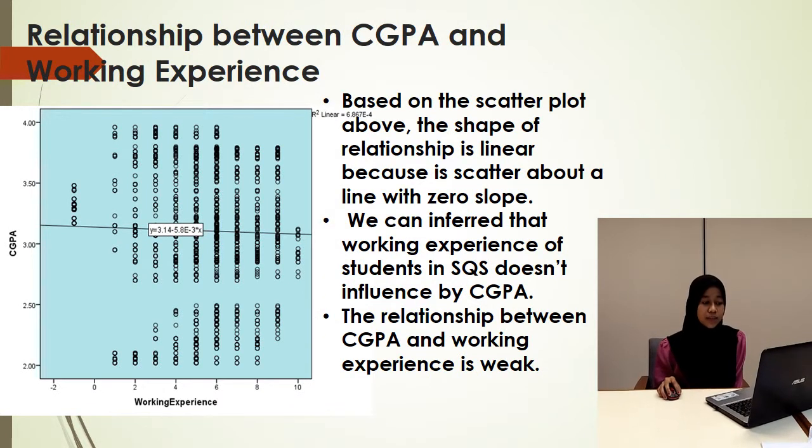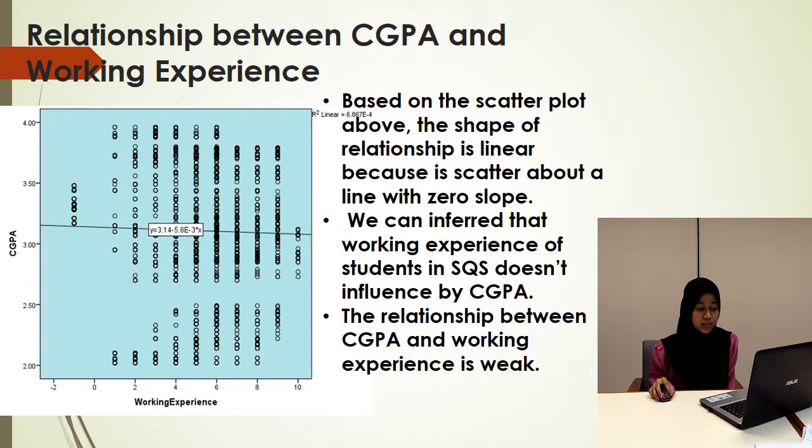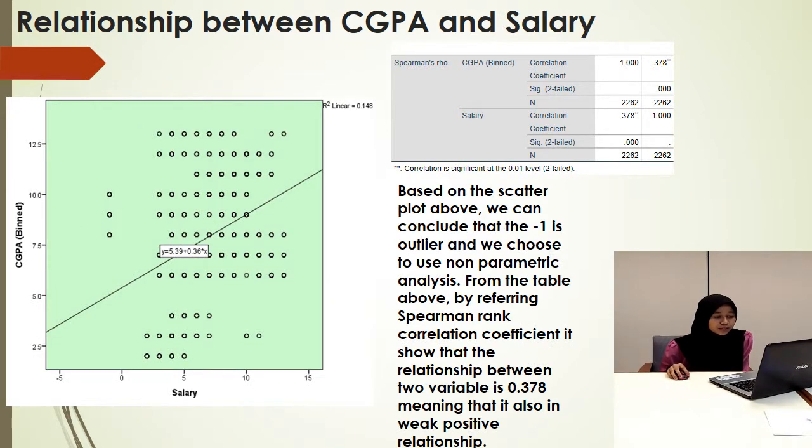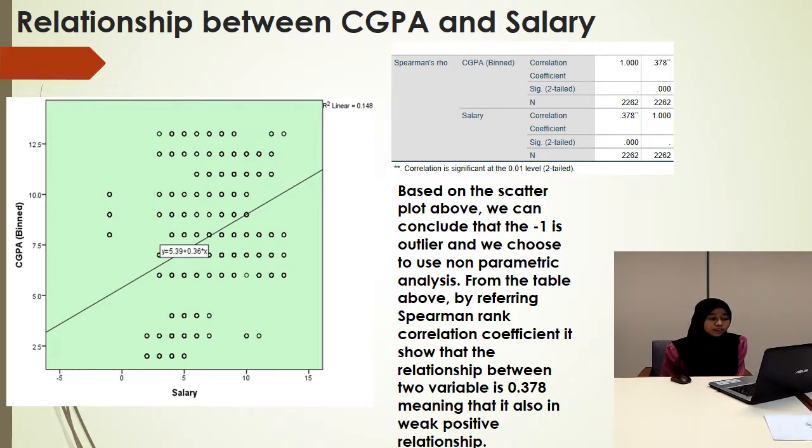CGPA and working experience. Based on the scatter plot above, the shape of the relationship is linear because it scatters about a line with zero slope. We can infer that the working experience of students in SQS doesn't influence CGPA. The relationship between CGPA and working experience is weak. From the plot above, we can conclude that the negative one is an outlier and we can choose to use non-parametric analysis. From the table above, by reference to the Spearman rank correlation coefficient, the relationship between the two variables is 0.378, meaning that it is a weak positive relationship.